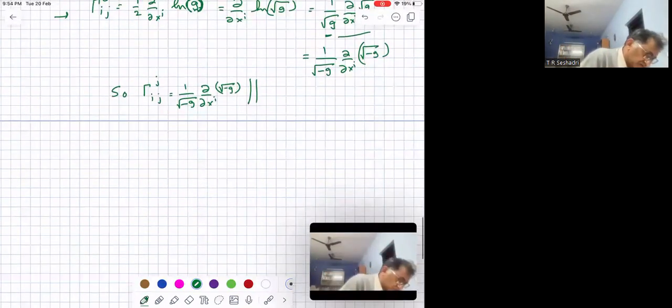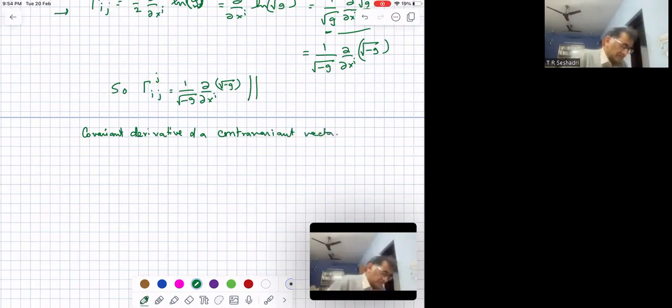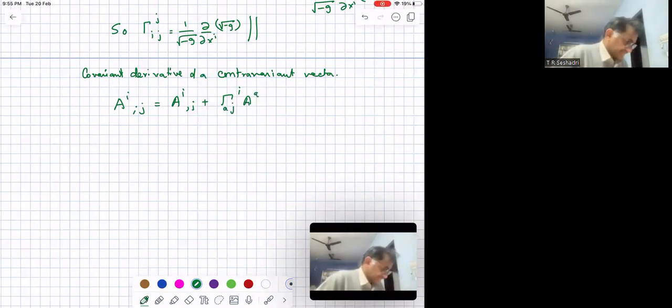Now, let me go again back to the covariant derivative of a contravariant vector. So I have A^i semicolon j equal to A^i comma j plus gamma^i_{ja} A^a. Okay? The definition of covariant derivative.